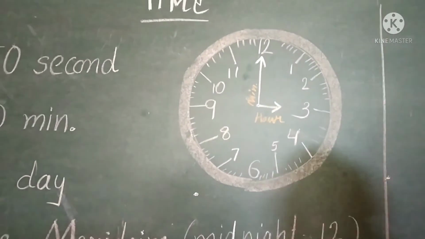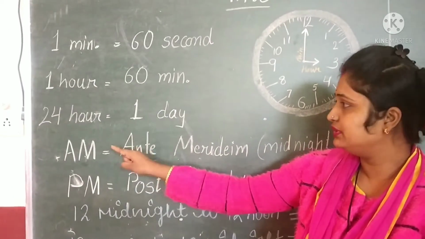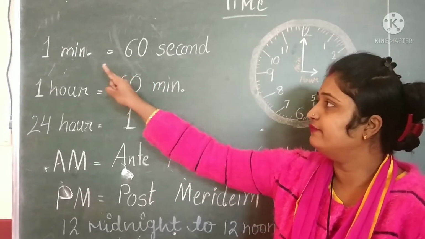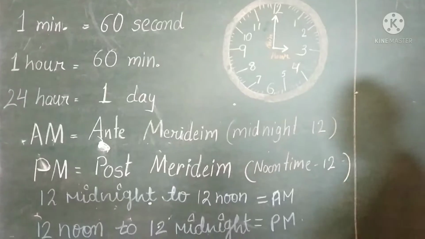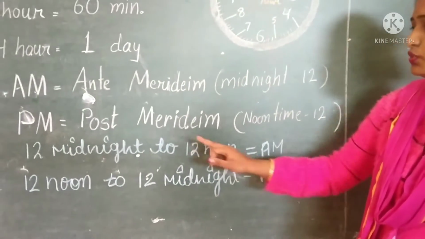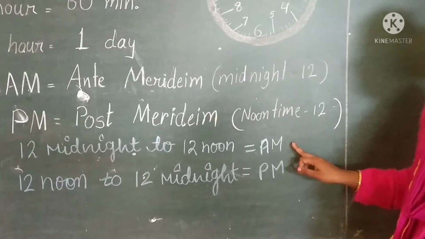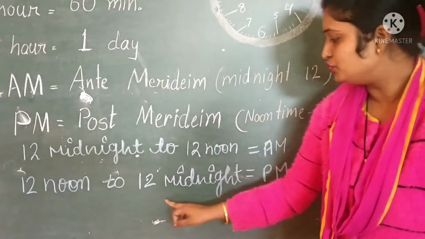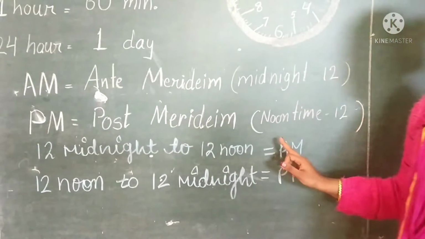Okay, so 1 day equals 24 hours. We already know that 1 hour equals 60 minutes and 1 minute equals 60 seconds. Now see, 12 midnight to 12 noon is AM. AM means anti-meridian, and 12 noon to 12 midnight is PM, which is post-meridian.